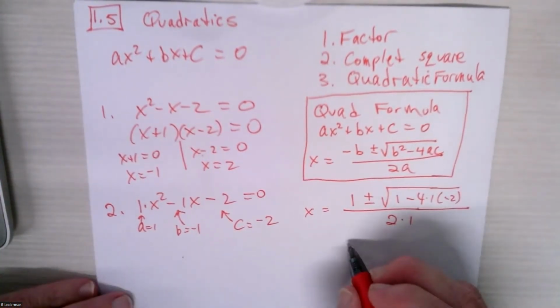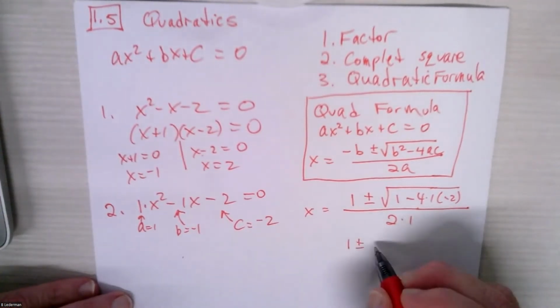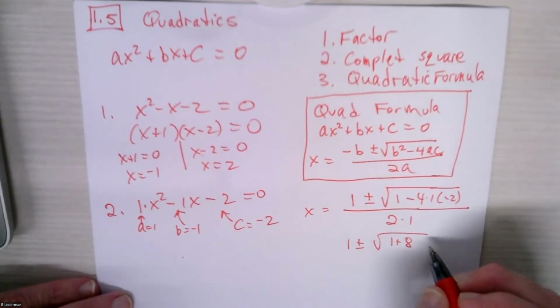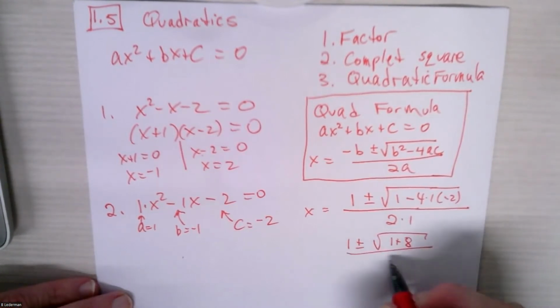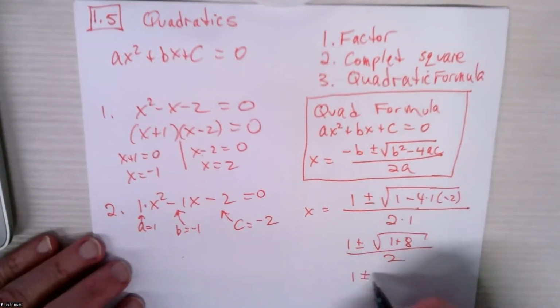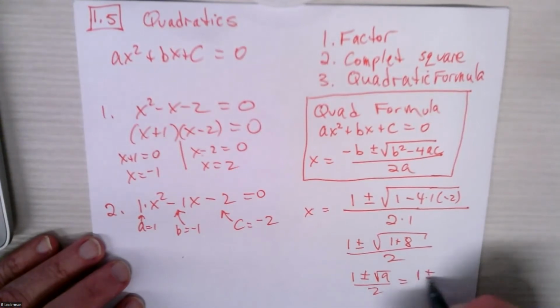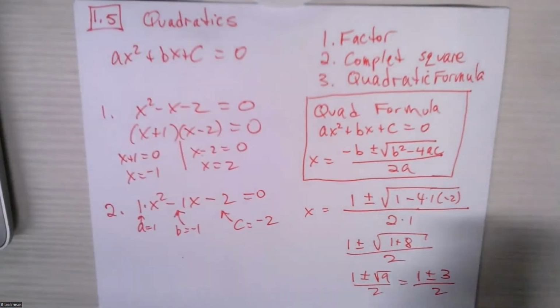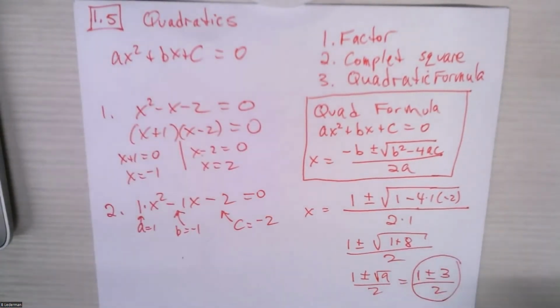Now, this becomes 1 plus or minus the square root of 1 plus 8 over 2, which is 1 plus or minus the square root of 9 over 2, which equals 1 plus or minus 3 over 2. Now, this is not one answer. This is how we often give the answer, but this is not one answer. This is two answers. The plus 3 is one answer. The minus 3 is a different answer.